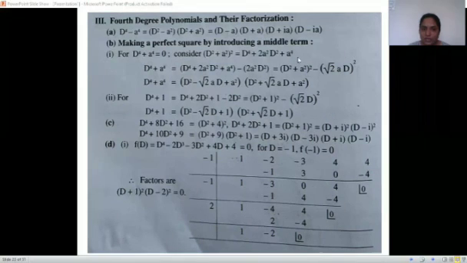So from this we can write d raised to 4 plus a raised to 4 is nothing but, there should be this term 2a square d square, and in this expression this term is absent, so we can add and subtract this term to make it a perfect square. So d raised to 4 plus a raised to 4, I'll add this term. Why add this term?